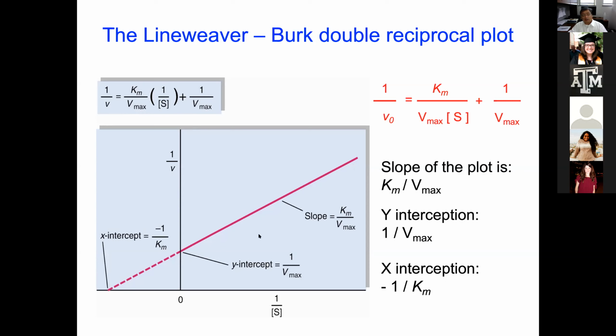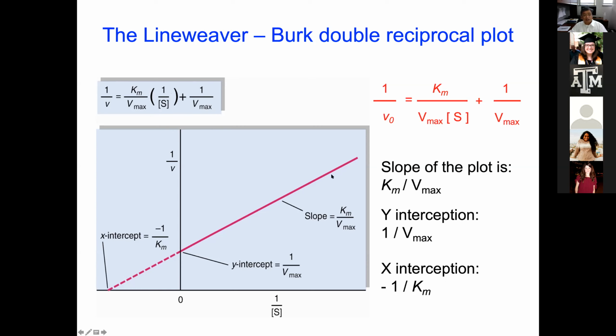That is a very important property of this linear curve. You see this curve has a slope of Km over Vmax. So the slope of the curve equals Km over Vmax. And this curve intersects the y-axis at the inverse of Vmax. At this intersection, the inverse of substrate concentration equals 0, and the inverse of velocity equals the inverse of Vmax.